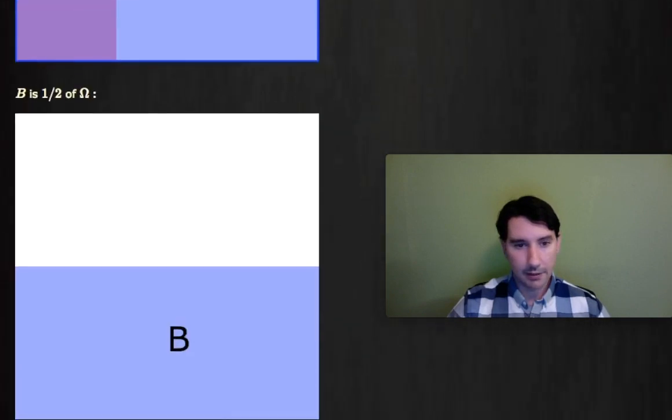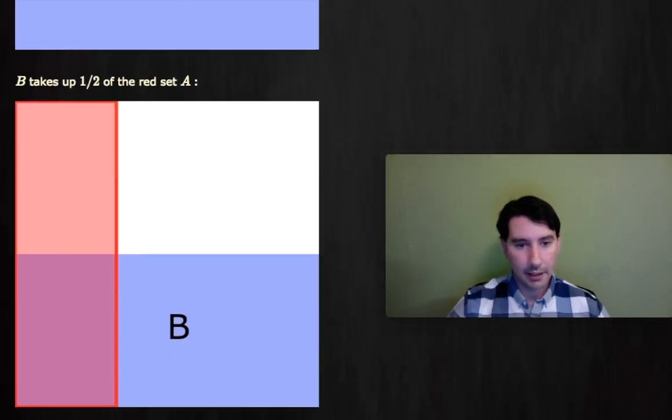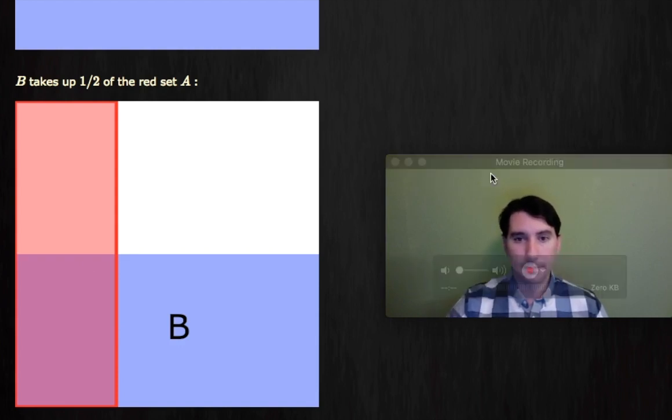And similarly, B is half of the entire space omega, and if we look at the set A, which is here, this red box, B takes up half of A. And since B takes up the same amount of A as it takes of the whole space, and A takes up the same amount of B as it takes of the whole space, that means that A and B are independent.